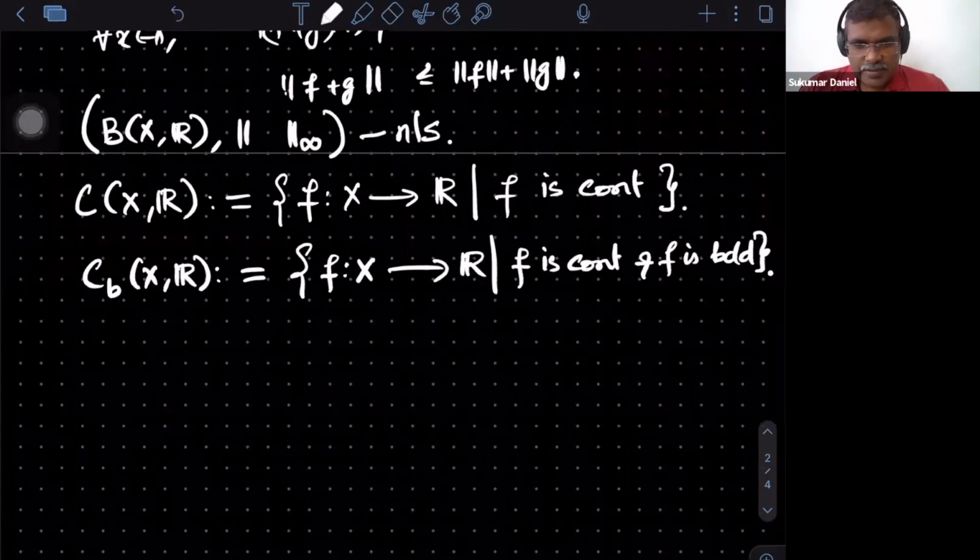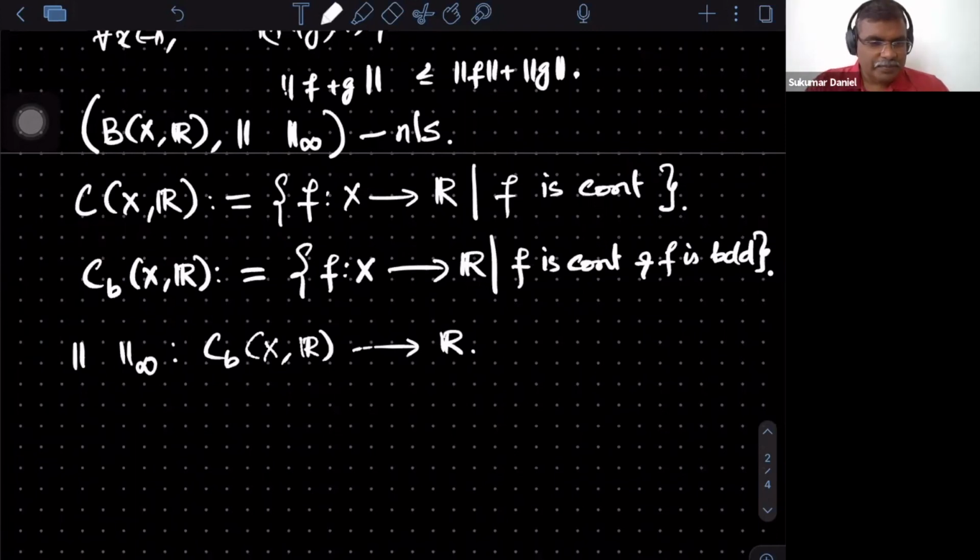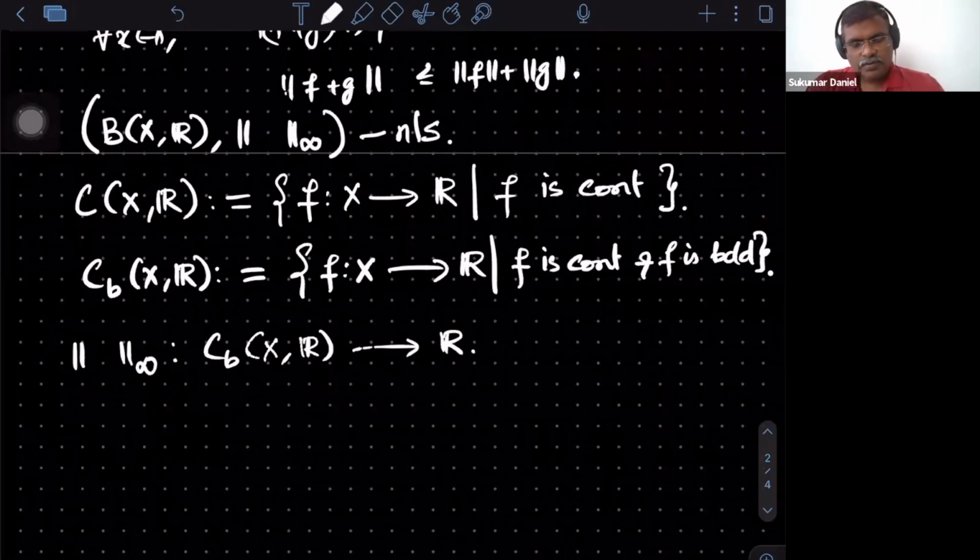Now what is this direct connection between CBXR and BXR? If you could see immediately, in CBXR all functions are bounded, so it is a subset of BXR. And hence the question is, can we define a norm from here? How many of you think yes, we can define? Yes or no? Good. So you can define such a norm on continuous and bounded functions.